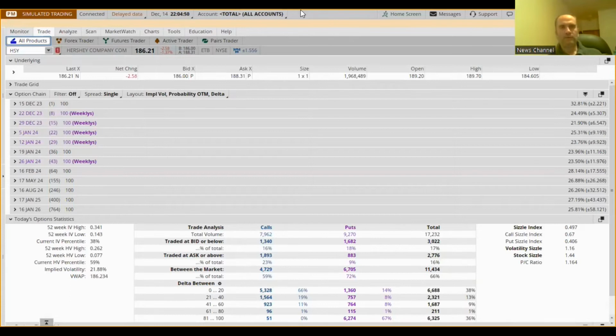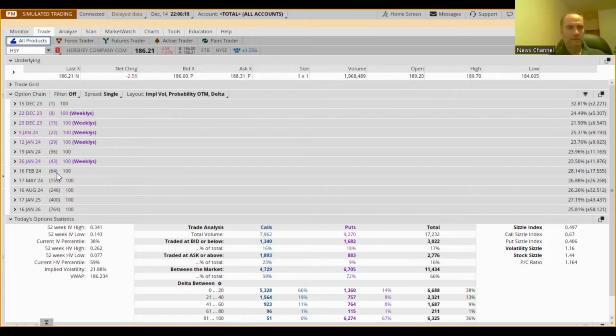Now, what's important is to make sure that the volatility is low. The volatility right now, if you look at the current IV percentile, it's at 38, which indicates the volatility is not high. So that's one thing that we want. Now, the next thing, I'm going to look for a long-dated call option with an expiration of around 3 to 4 months away.